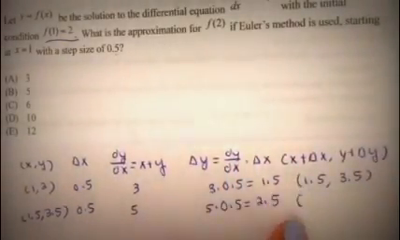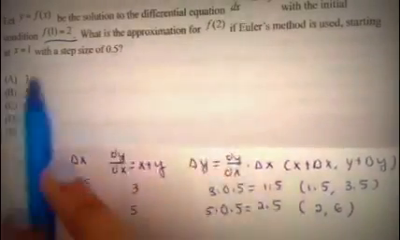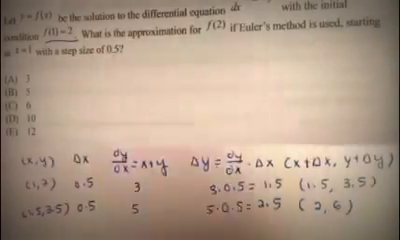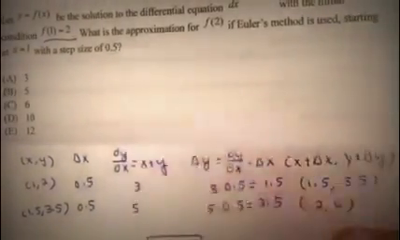And therefore, our new values for x plus change in x and y plus change in y will be 2 and 6, if Euler's method is used, starting at x equals 1 with the step size of 0.5. So we can say that our approximation of f of 2 is equal to 6, which is answer choice C.